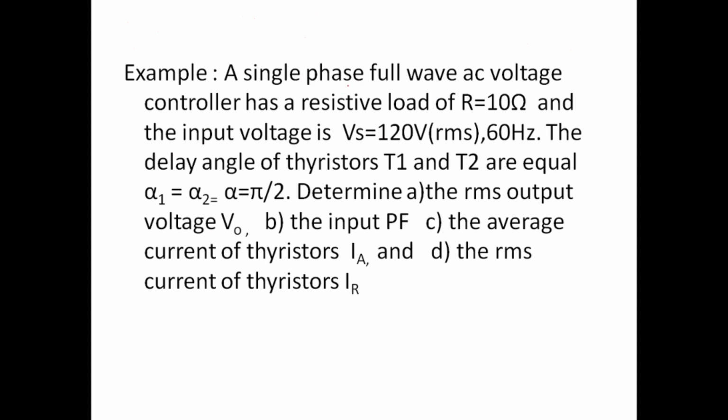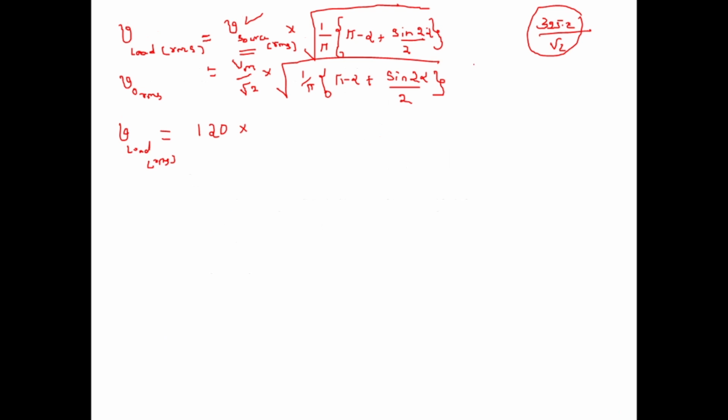He's saying that 120 RMS. We need to calculate what is the value of Vm. 120 into root 2, that is Vm. So divided by root 2, what will you get? 120 only you will get. That's the reason we can directly use 120 here.